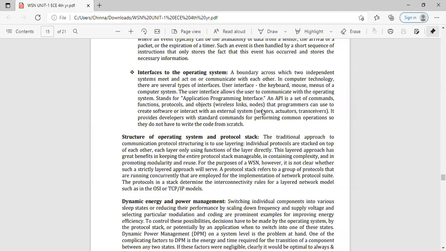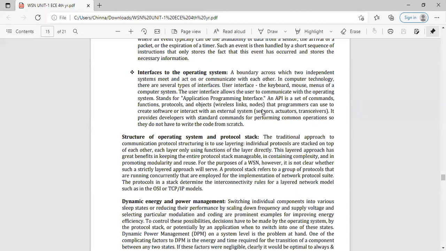So for the interface between the operating system and the program that you are typing, that program will be utilized by the application and supported for the external hardware devices. Okay, that is what is important for the interface of the operating system.